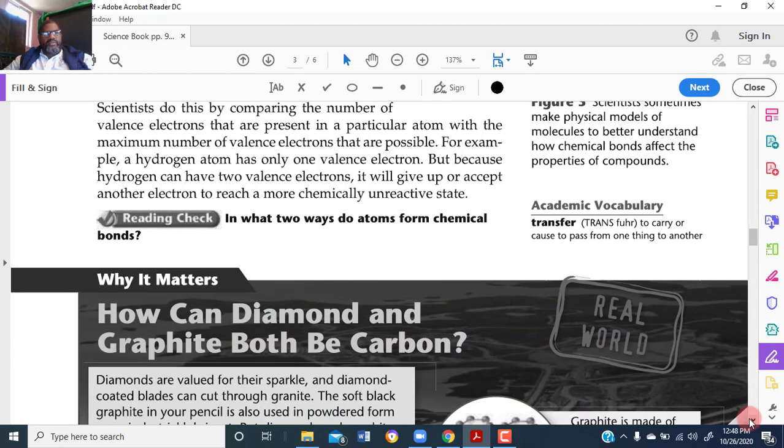So there are two types of bonds. An ionic bond is when an atom will give up or accept an electron. And then there's a covalent bond, where the atoms will share electrons. So in an ionic bond there is a transfer of electrons, and a covalent bond is a sharing of electrons.